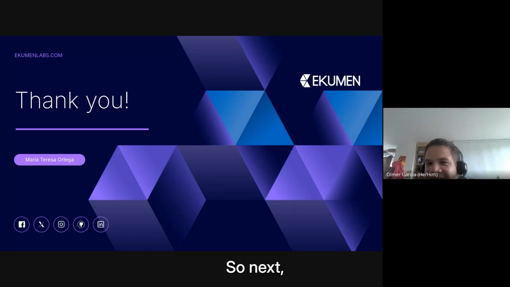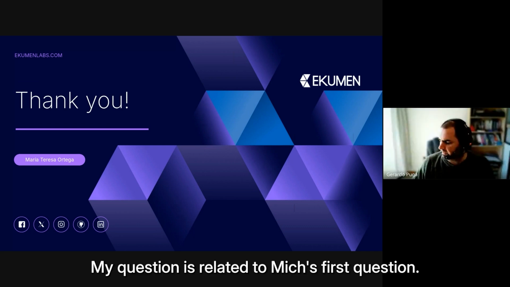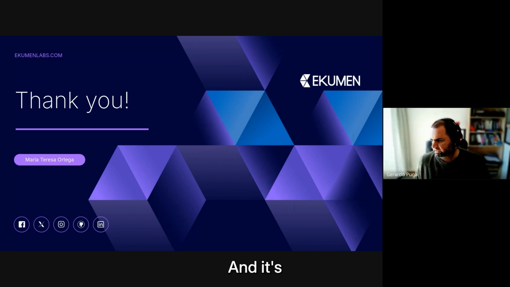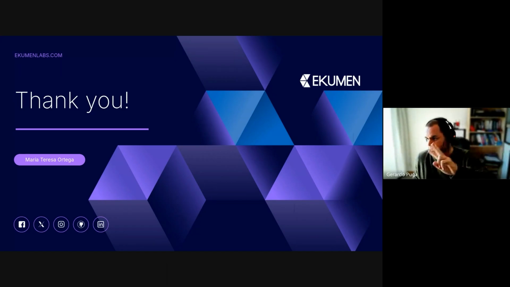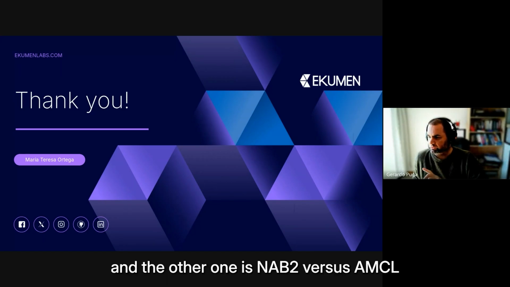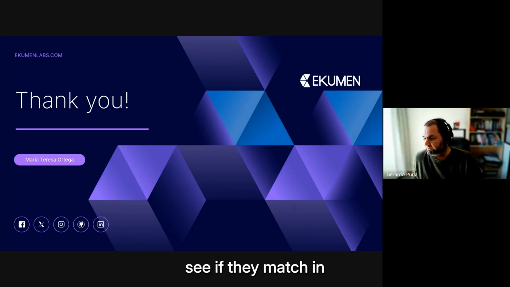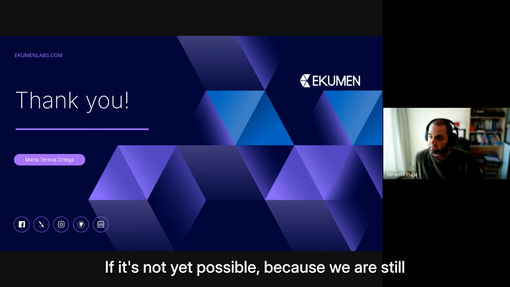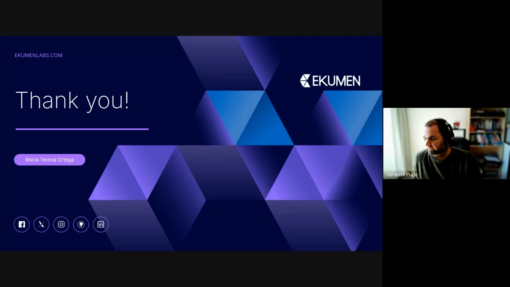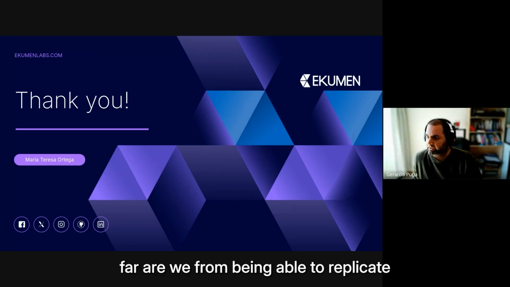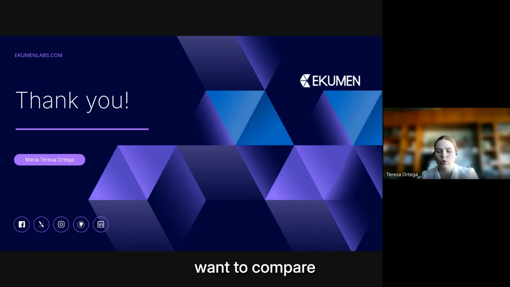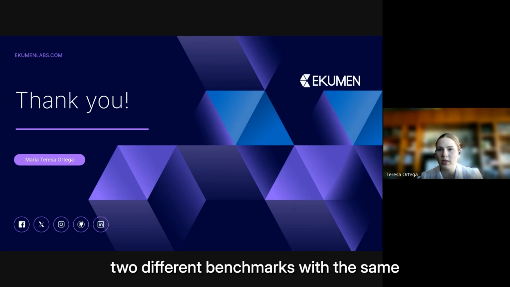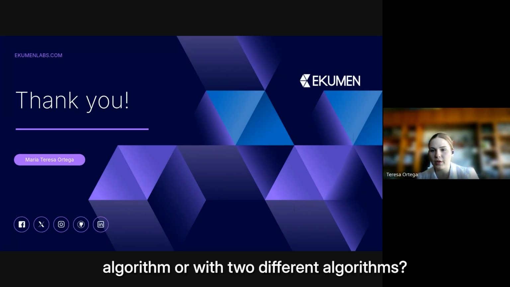Thanks. So next, Hera. Yeah. My question is related to Mitch's first question, and it's if you try to replicate the existing benchmarks that we have and that we regularly use, which are, for instance, AMCL versus AMCL to compare two different configurations, and the other one is NAV2 versus AMCL to try to see if they match in performance. And if it's not yet possible because we are still lacking features in order to do that, how far are we from being able to replicate those benchmarks in this new framework? Okay, so you want to compare two different benchmarks with the same algorithm or with two different algorithms?